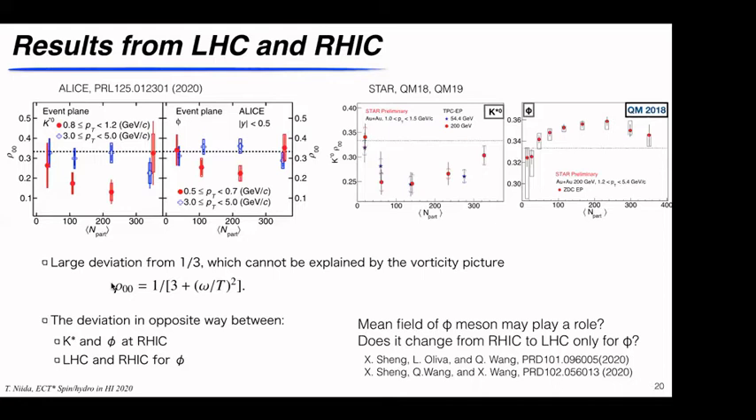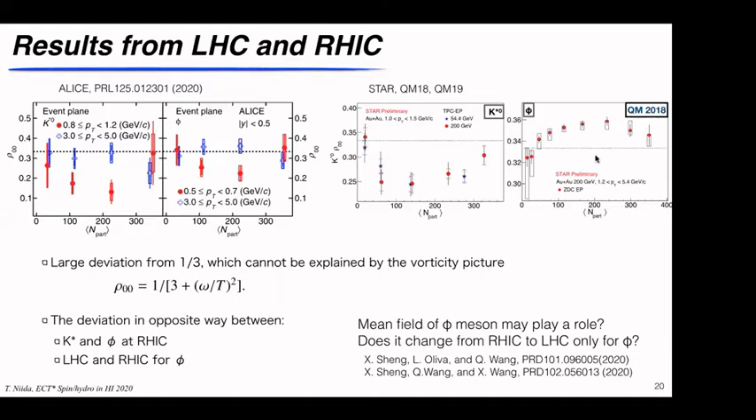And another puzzling thing is that K star and phi meson at LHC show the opposite trend. They are both deviating from 1/3, but in opposite directions. Or you could say, if you compare to the phi meson at RHIC and LHC, that is also opposite. And recently, there's a theoretical paper saying that the mean field of the phi meson may explain this data.